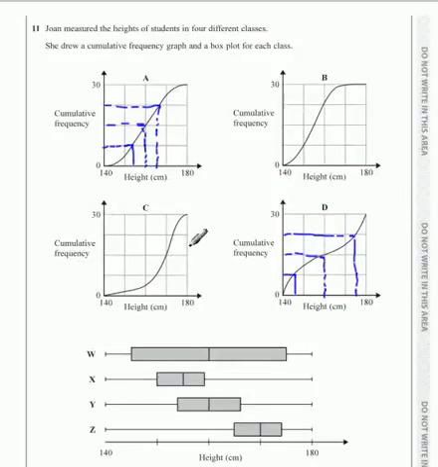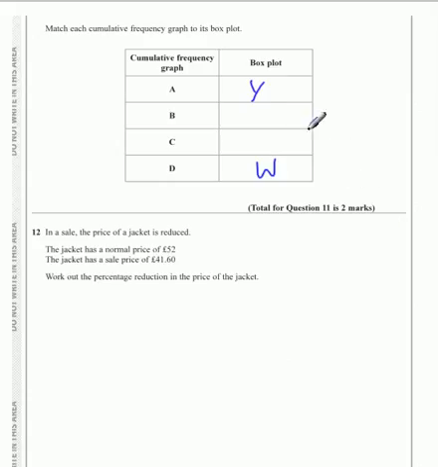For the other two, we can just compare the medians here, so that middle value. So on C, we've got quite a high median, and on B, a much lower median. So relating those, this one has the lower median for X, so that's going to be B. And then C, the remaining one, has to match to Z.